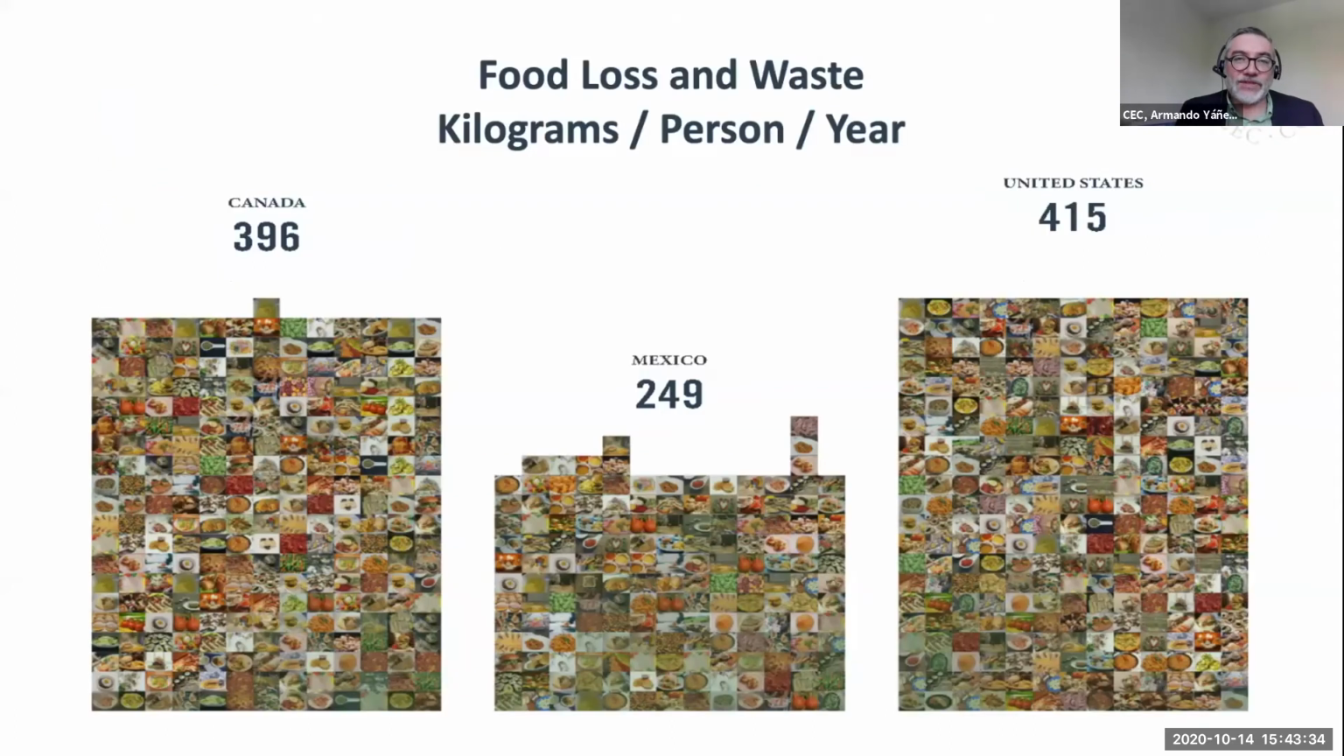So trying to understand better the problem, then we see how the countries fare against each other. This is the per capita figure of how much food loss and waste each person produces a year in each of the three countries. So that means in Canada, it's 396 kilos a year of food loss and waste per person. Mexico 249 and the US 415.